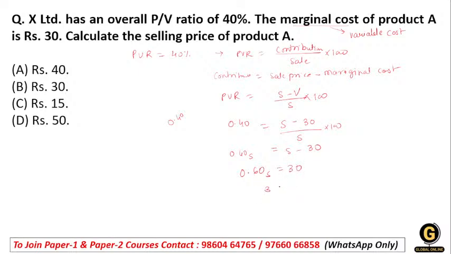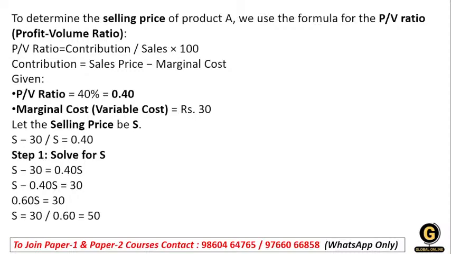Then your s is equal to 30 divided by 0.60. So when you solve it, the s value will be 50. Okay. So this is where you can calculate your answer. So here rupees 50 is your answer. The solution is given to you. So this is the way you can solve a question like this.